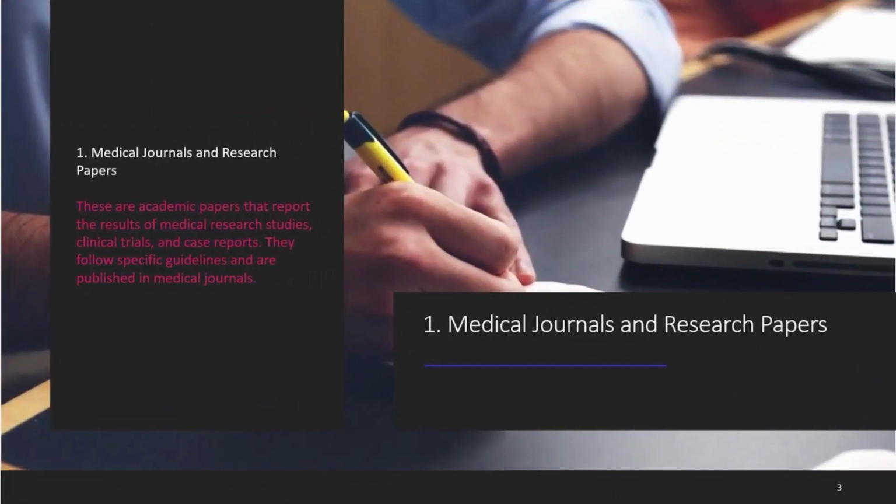So the first type that we are going to discuss is that medical writing is needed when you write medical journals and research papers. These are academic papers that report the results of medical research studies, clinical trials, and case reports. They follow specific guidelines and are published in medical journals.